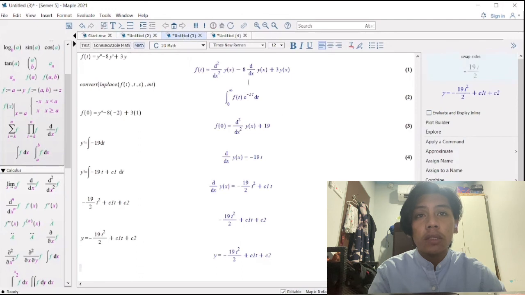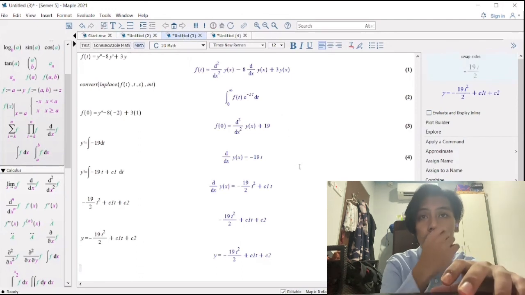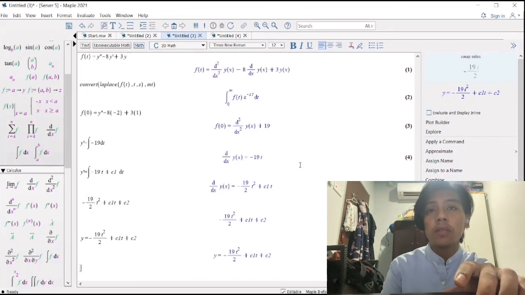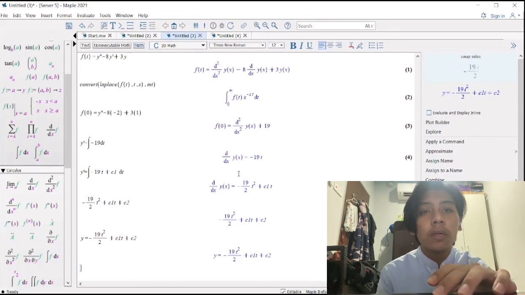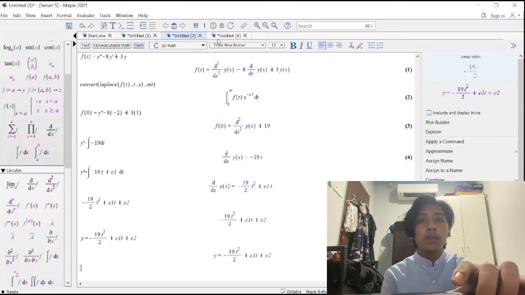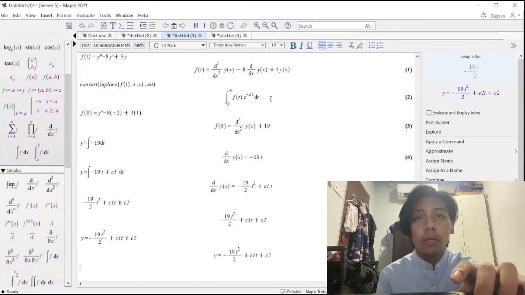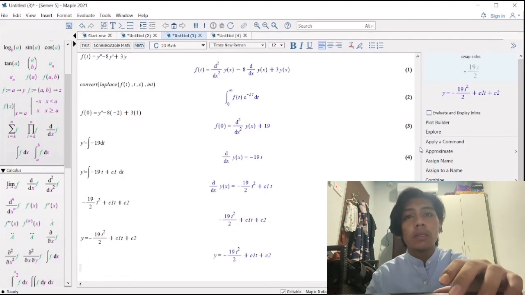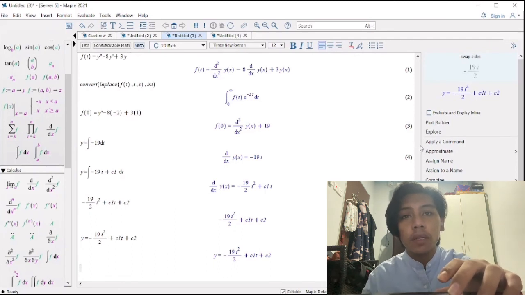And then next, for question 4B, this is how we simulate the equation, the question, and this is the value that we will get.